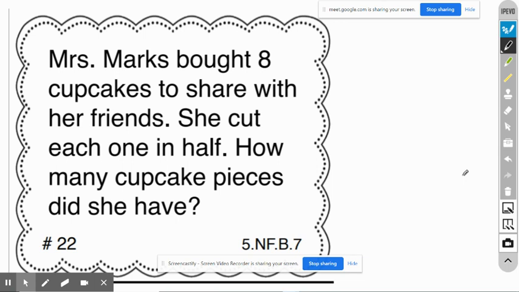So could you easily draw 8 circles for the cupcakes? Okay. Then what does she do with those cupcakes? Okay, so I'm going to actually draw one. I'm not going to draw all of them. Like I said, if it's a bigger number, 8 I could easily draw, but I'm not. I'm going to draw one and see what is happening here. So she's going to cut that cupcake in half.